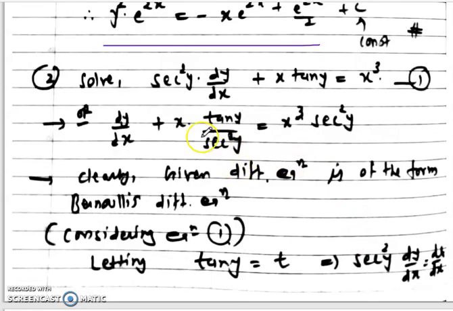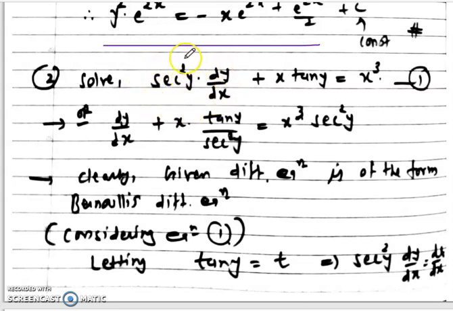Now let us see another question. Solve sec square y into dy by dx plus x tan y is equal to x cube. Now it is clear that this is non-linear. How can we say that this is non-linear? Because dy by dx has a multiple sec square y. This is again more than 1 degree, so a product is there. So ultimately we can say that these terms show that it is non-linear.